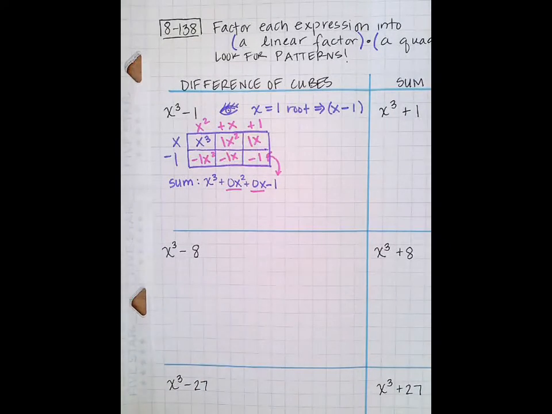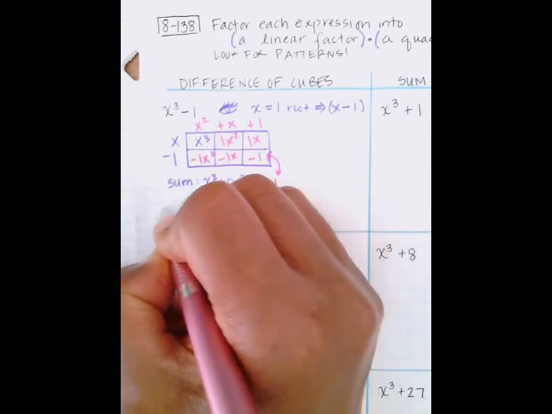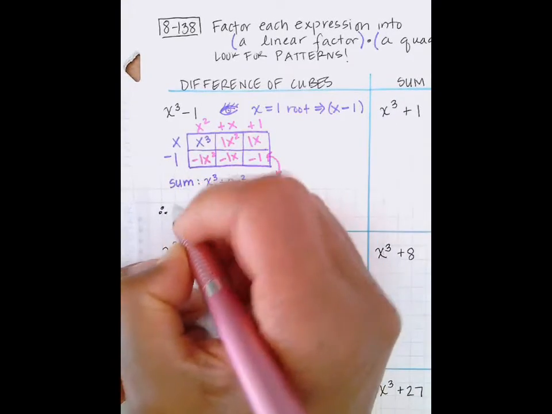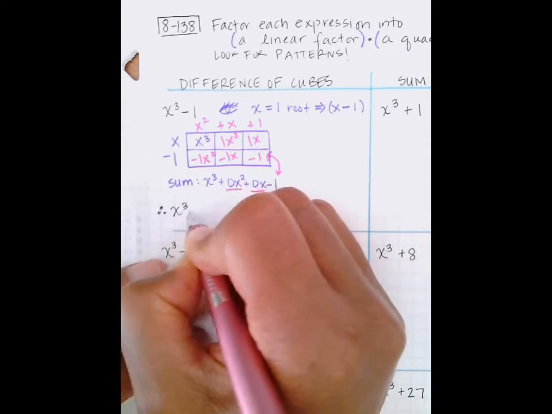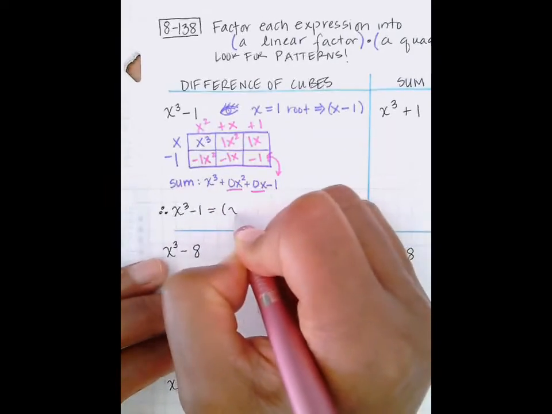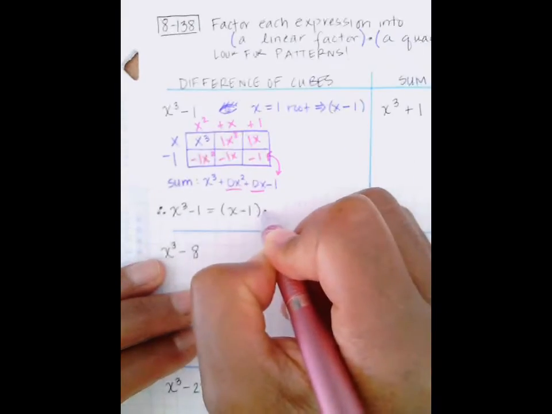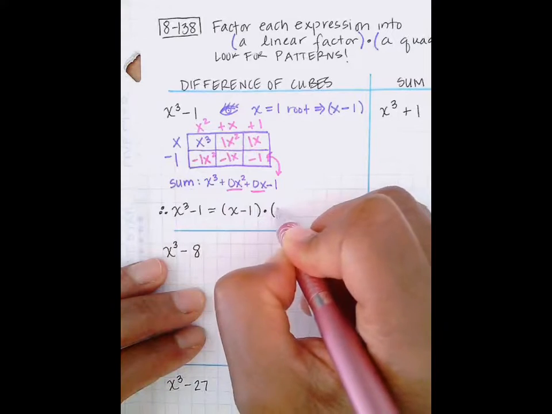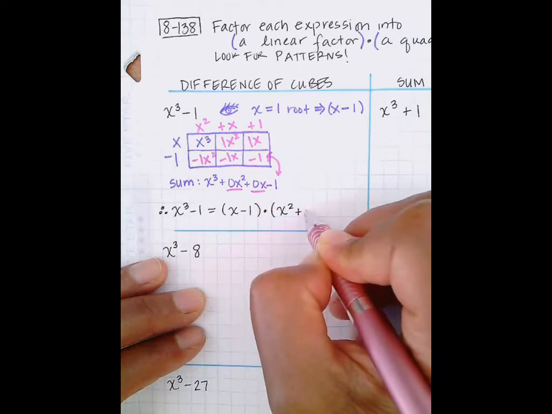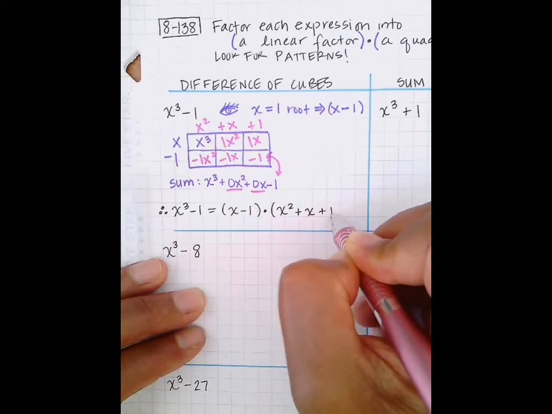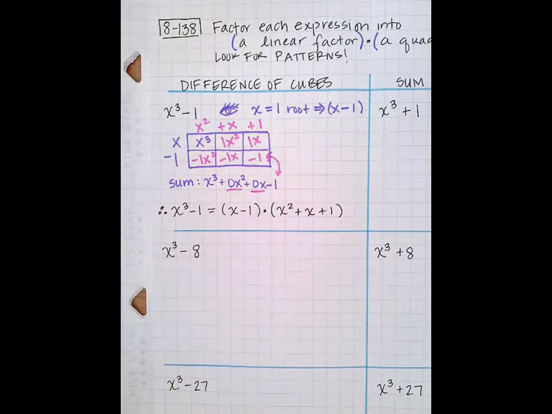Therefore, we can rewrite x cubed, so that's what those 3 dots mean again. X cubed minus 1 is the same thing as x minus 1 times that resulting quadratic, which is x squared plus x plus 1.